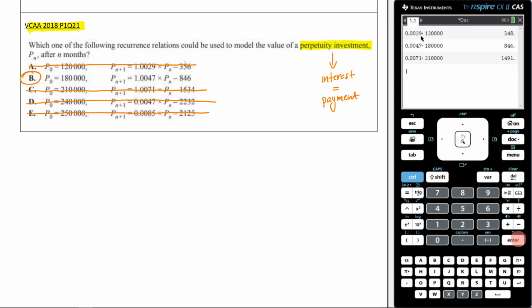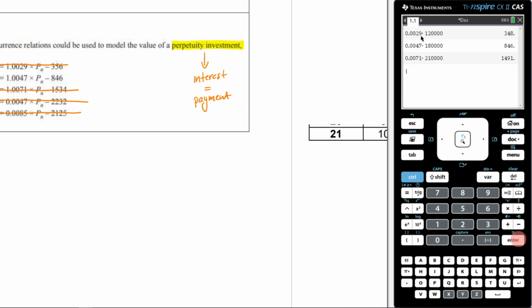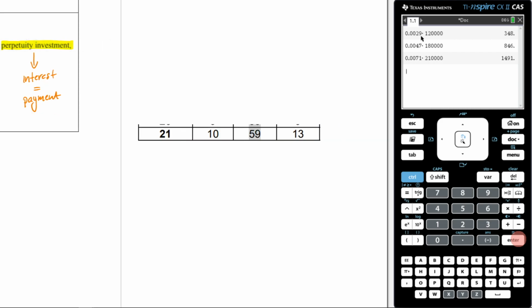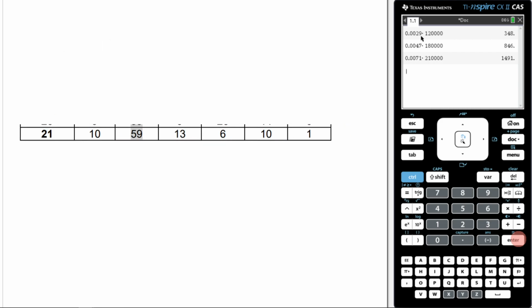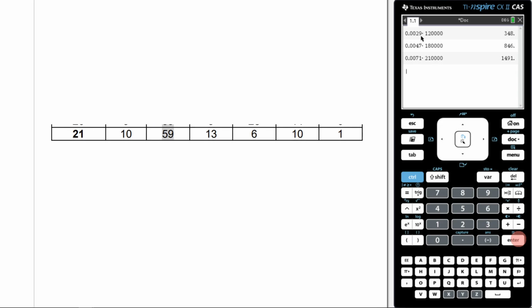Cool. Let's now look at the examiner's report to see what they have to say for us. Or actually, they don't say anything for us. They just tell us how many people got this right. So how many people put B as their correct answer? And as you can see, 59% of the state were able to answer that correctly. So one that we should be getting right.